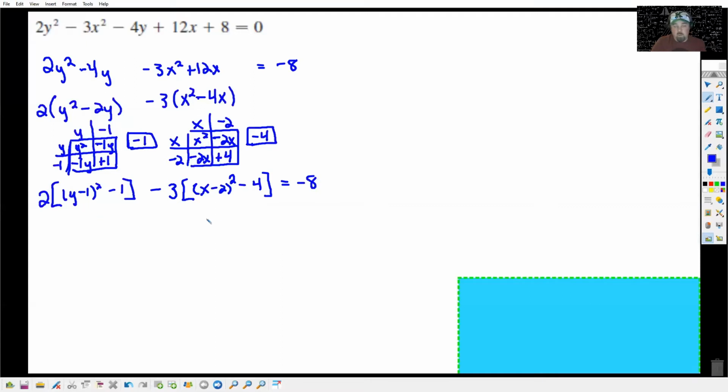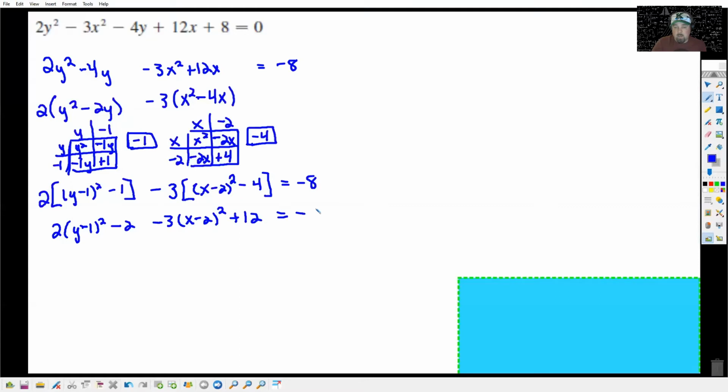So now we need to distribute and clean this thing up and get it equal to 1. So we're going to multiply that 2 back out. We get 2 times y minus 1 squared, minus 2. Distribute the negative 3. So that's negative 3 times x minus 2 squared. And negative 3 times negative 4 is positive 12.